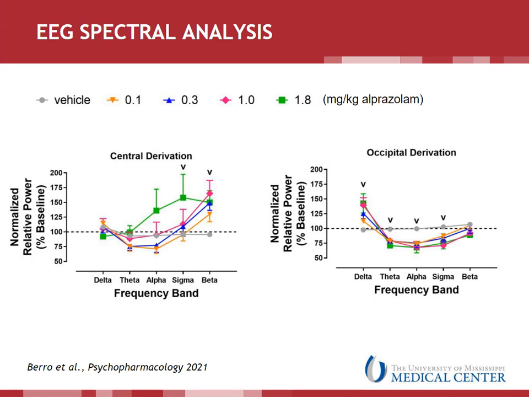We also observed decreased alpha and theta EEG activity in occipital brain regions in agreement with our predictions and in previous findings in humans. And interestingly, we also saw a sigma power increase in central brain regions, which is in line with the well-known benzodiazepine-induced increases in sleep spindle density previously shown during human sleep studies, and we also observed several spindles in our sleep recordings as well.